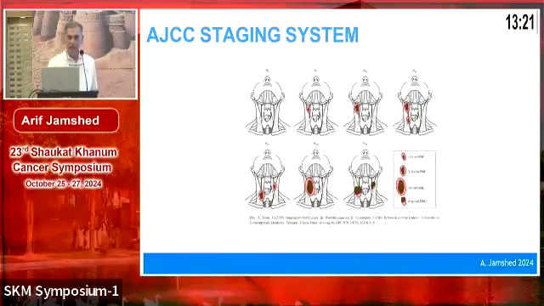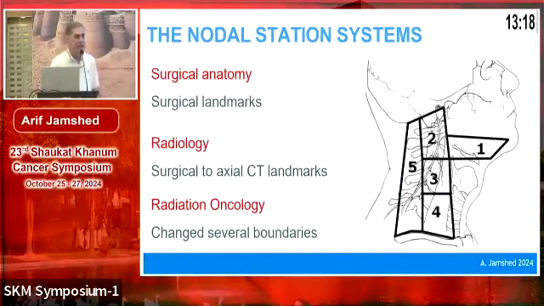I'll come back to this slide in a minute, but basically there are three systems of neck nodal system, what you call the nodal station systems. If you go to an MDT, the surgeon has his own definition of neck nodal stations. The radiologist has his own definition of where these neck nodes are. And on top of it, the radiation oncologists have their own. But for practical purposes, there is quite a lot of overlap between all three of them.